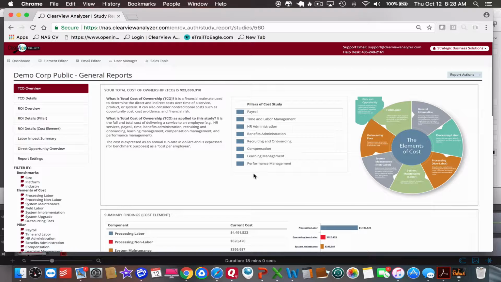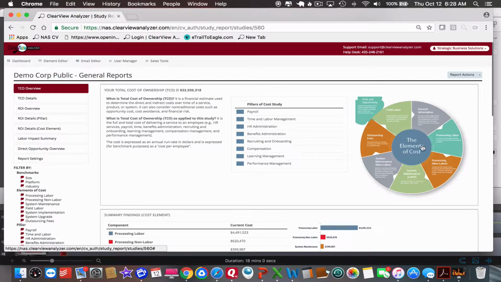All of these can be activated or inactivated. So we can do a study that just looks at payroll only. We can activate all 8 of the pillars as is demonstrated here. If you want to do a study just to look at benefits administration, that can be done as well.